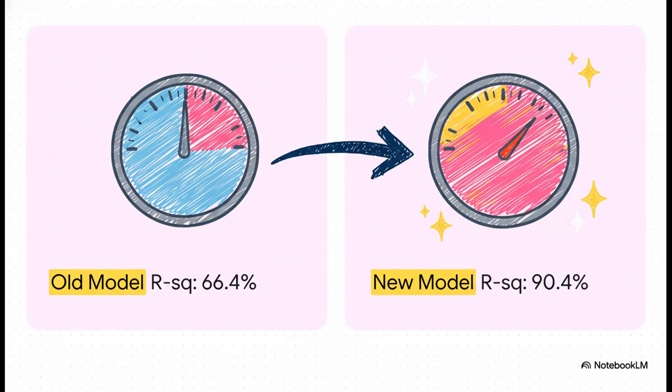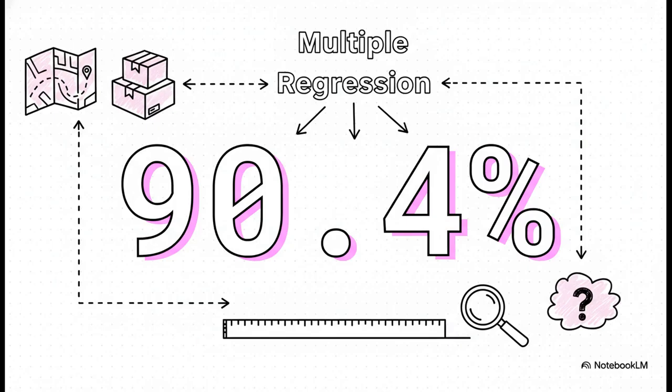And will you look at this jump? Our old model, the one with just miles, scored a 66.4%. I mean, not terrible, but that still leaves a third of the mystery completely unsolved. Our new model, with both miles and deliveries, gets an incredible 90.4%. We basically went from a C+ to a solid A on a report card. Let's just pause on that number, 90.4%. What that means is that by knowing just two things, the distance and the number of stops, we can explain over 90% of why the travel times are different. We've totally replaced a blurry guess with a sharp, reliable prediction.